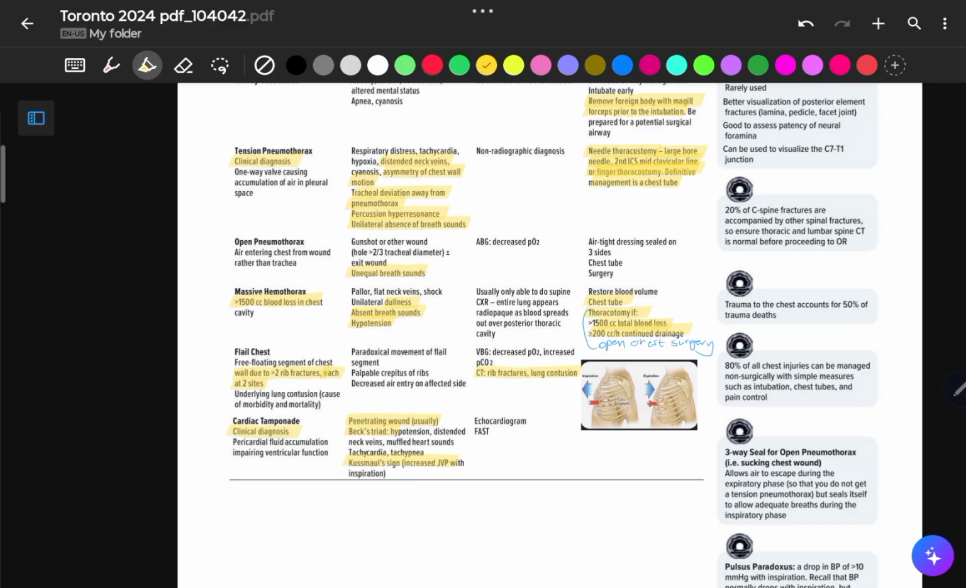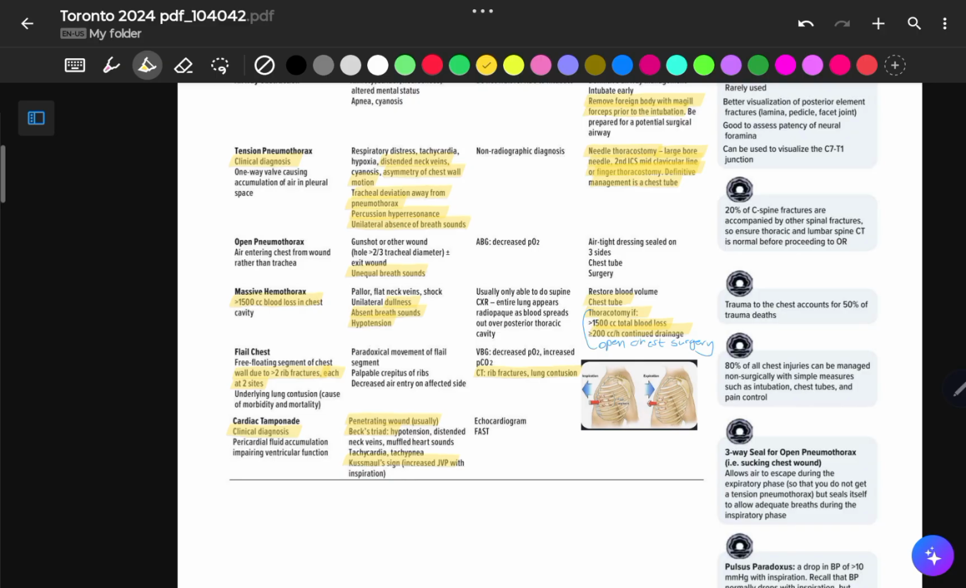Usually you're only able to do a supine X-ray. The entire lung appears opaque as blood spreads out over the posterior thoracic cavity, so everything goes white. So what do you want to do? You want to restore the blood volume. You need to give them a blood transfusion, crystalloids, and you need to insert a chest tube.